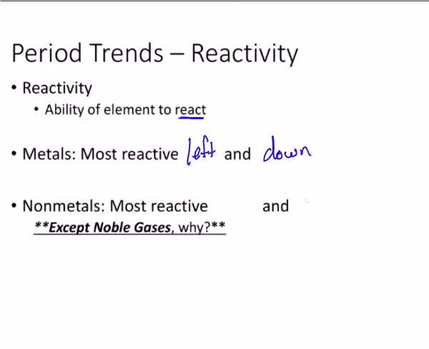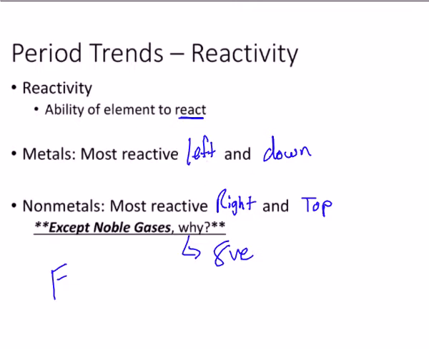And then the most reactive nonmetals are going to be to the right and the top. Why do I have this statement here saying except noble gases? Why don't they react? Absolutely. They already have 8 valence electrons, therefore they don't react. So what is going to be the most reactive nonmetal out there? Fluorine. Remember, chem is Fon. Those are the 3 most reactive nonmetals.